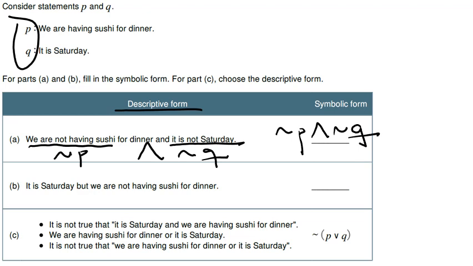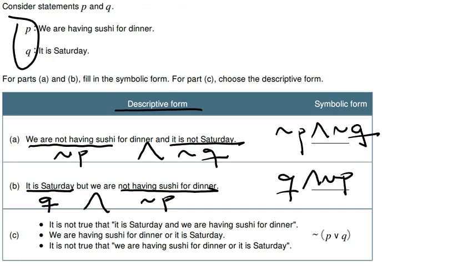For B, we're saying it is Saturday, but we are not having sushi dinner. So it is Saturday is represented by Q. Not having sushi dinner is not P. Now, what's our connective? Well, aren't we saying both? That it's Saturday and we're not having sushi dinner? There it is. It's the and. And means both. So Q and not P.